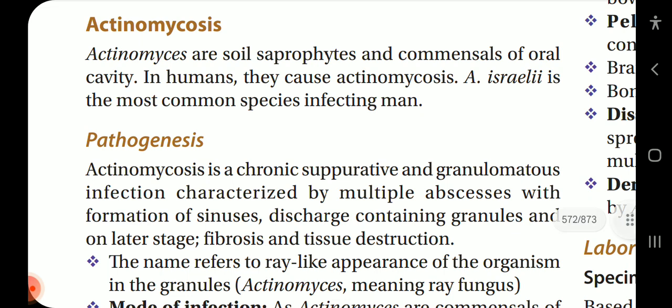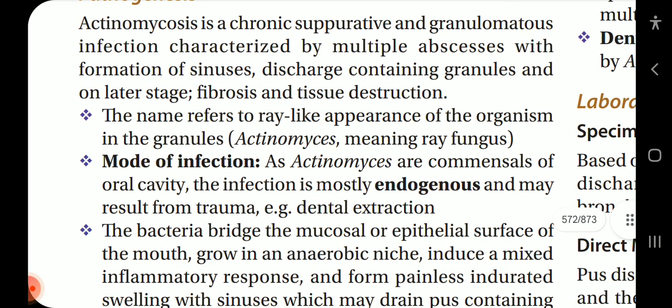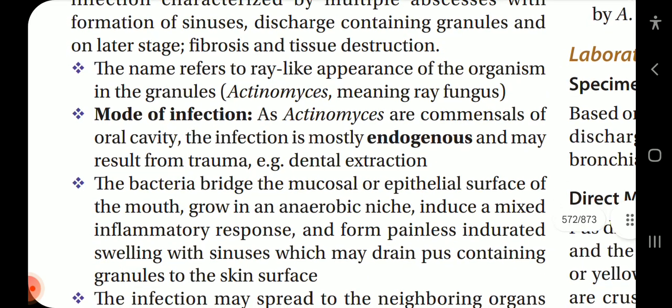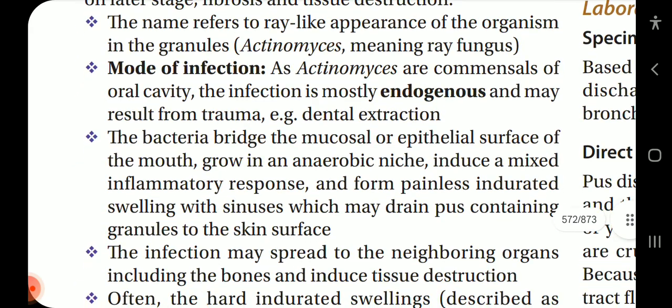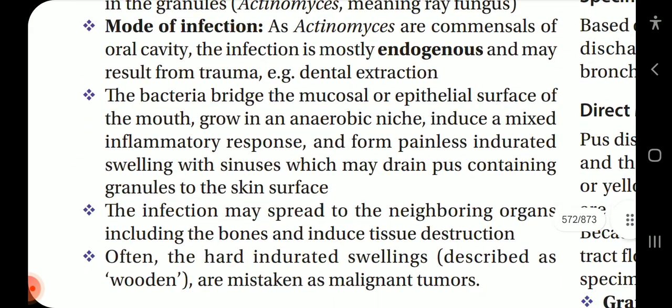Actinomycosis. Actinomyces are soil saprophytes and commensals of the oral cavity. In humans, they cause actinomycosis. Actinomyces israelii is the most common species infecting man. Pathogenesis. Actinomycosis is a chronic suppurative and granulomatous infection characterized by multiple abscesses with formation of sinuses, discharge containing granules, and at a later stage fibrosis and tissue destruction. The name refers to the ray-like appearance of the organism in the granules; Actinomyces means ray fungus.